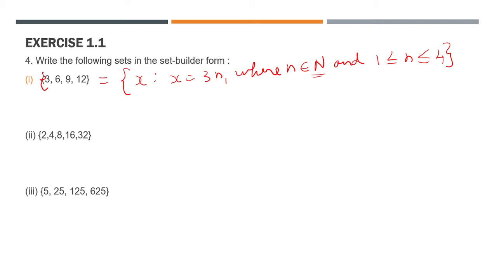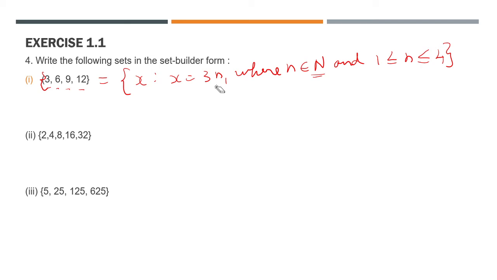So when n is 1, x is 3. When n is 2, x is 3 into 2, 6. When n is 3, x is 3 into 3, 9. When n is 4, x is 3 into 4, 12. So this is how we can write the given roster form set in set builder form: the set of all x such that x is equal to 3n, where n belongs to N and 1 less than or equal to n less than or equal to 4.